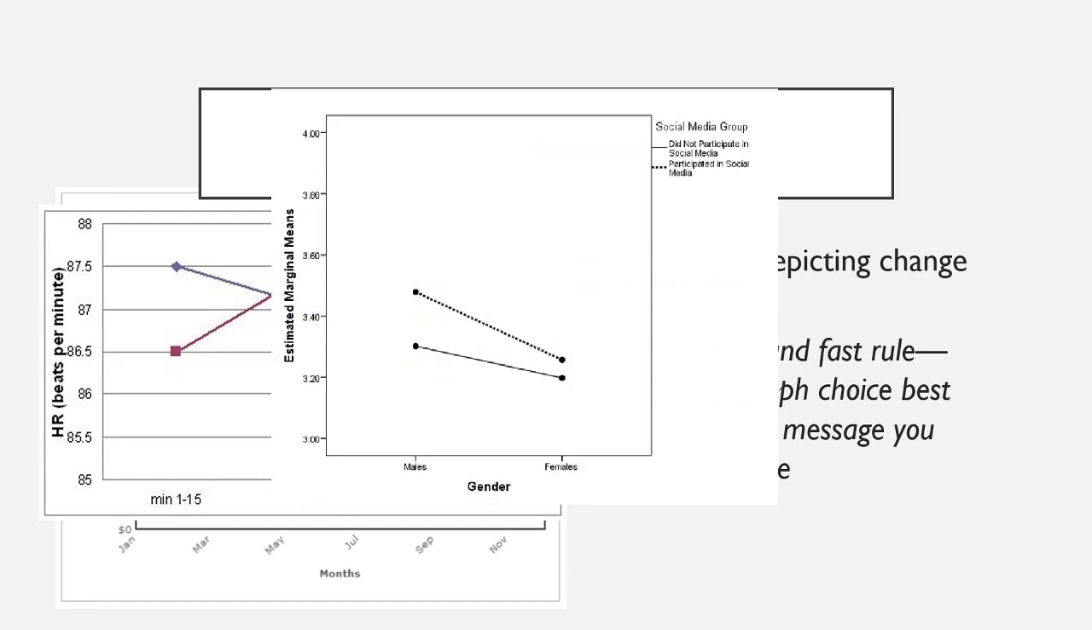Here's another example of a line chart to again depict that it's not a hard and fast rule. You can have a line chart that does not depict change across time.